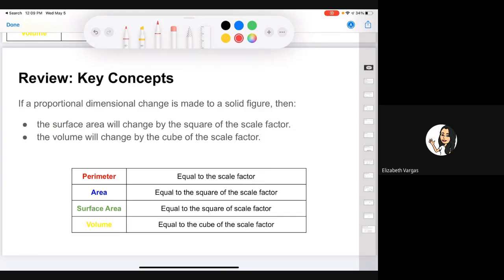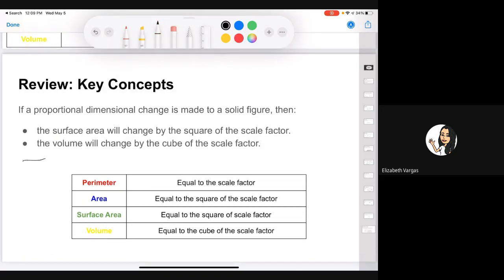So given these relationships, what I'm able to determine is, say I have a square. If I take a figure and want to change the dimensions by a specific scale factor, so I want to increase not only the length but the width of this square by the same scale factor, say I want to multiply it by 2, then something will happen to my perimeter, something will happen to my area, something will happen to my surface area, and something will happen to my volume.